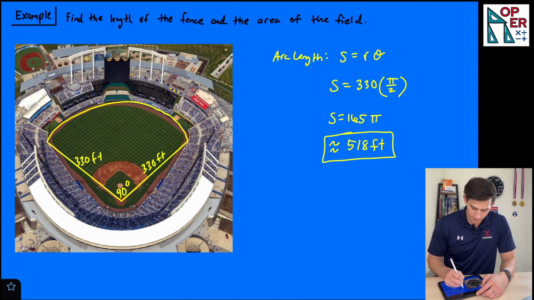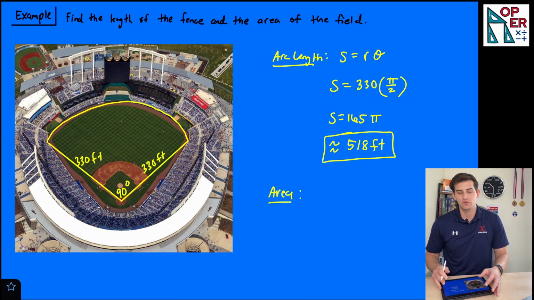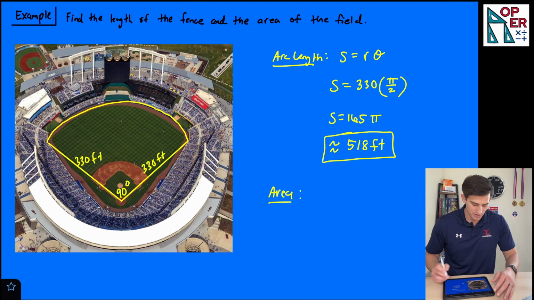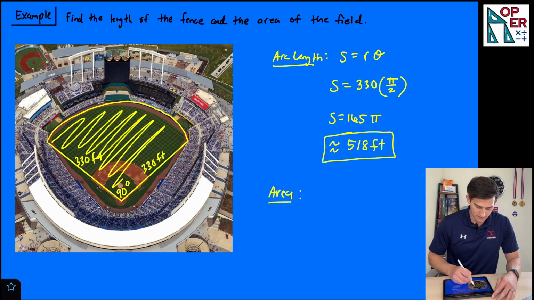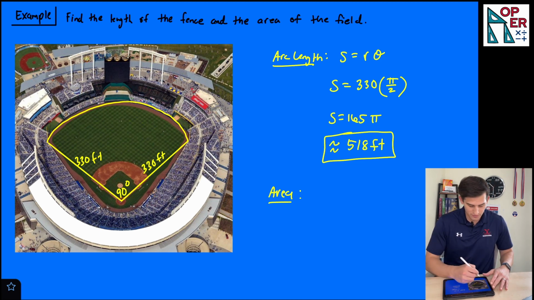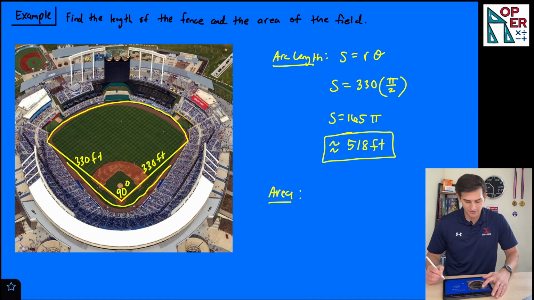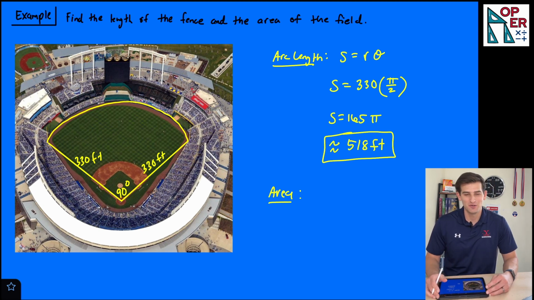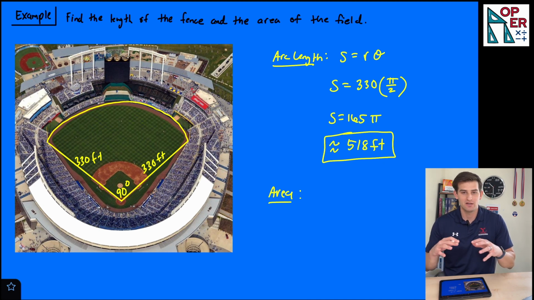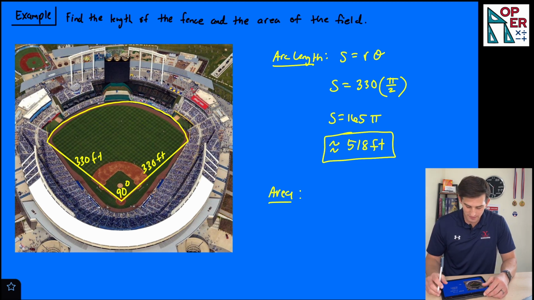All right, now so that was arc length. So now for the area of the field. So this is going to be the area of what's considered the fair territory. So all of this area inside here, because notice we do have a little bit of area out here. That's considered the foul territory. So if you want to know what that is, you can look up a little bit about baseball. But for purposes of the area, we're going to be finding the area of the fair territory. So once again, this is going to be approximate because the exact dimensions of the outfield fence is not a perfect circle, but it's pretty close.